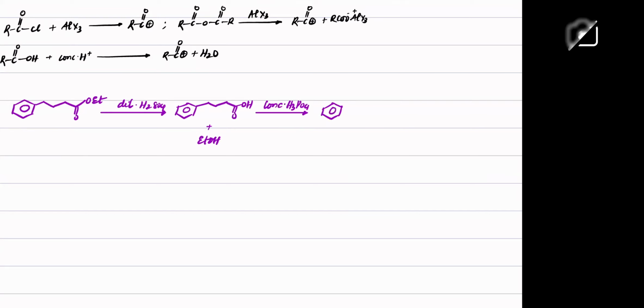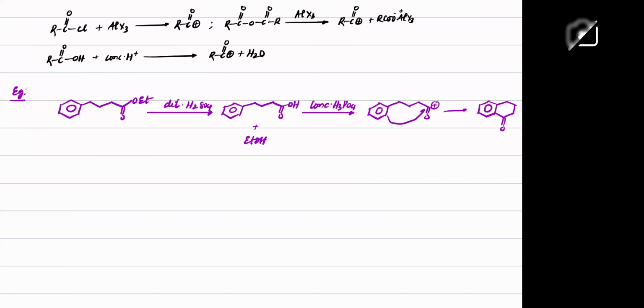So here we can get a C=O with positive charge where benzene will attack, and that eventually becomes a six-membered ring like this. Correct. This is the acyl product which you will get. Any doubt here? No, sir. Understood.